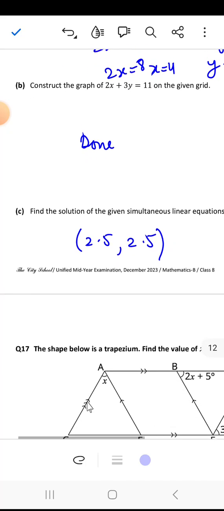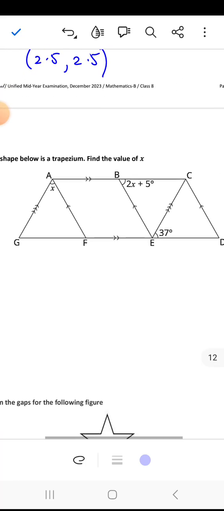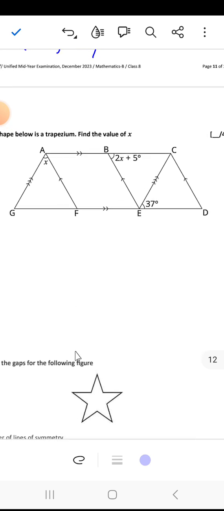So moving on to the next question. This is a very interesting question. We need to find out x when a trapezium is given to you. There are many ways in which you can solve. First of all, this triangle and this triangle and this triangle, they are all similar triangles.